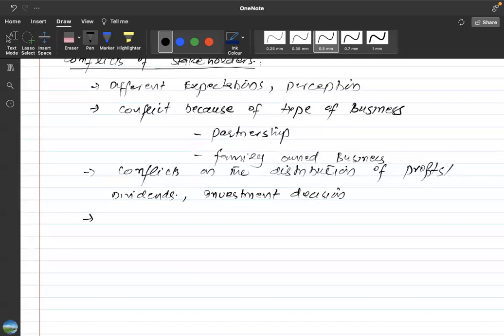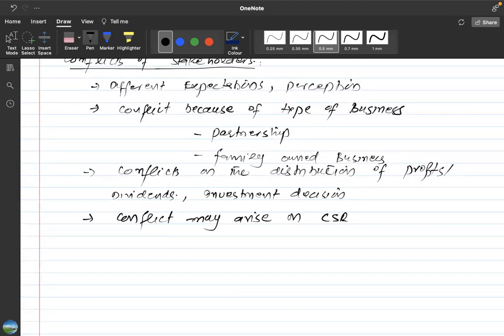Conflict may arise on CSR, corporate social responsibility. Again, the directors might not want corporate social responsibility in the way the owners or the shareholders might want, or directly opposite. The owners might want to have a more sophisticated, more ethical concern and image in the market, but the manager might want the growth, and that's it. So the conflict might arise.